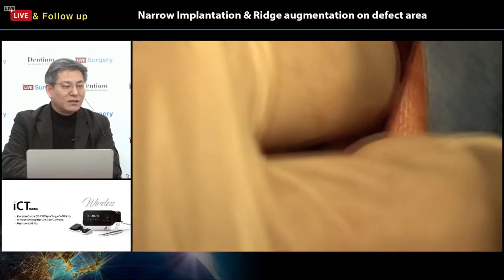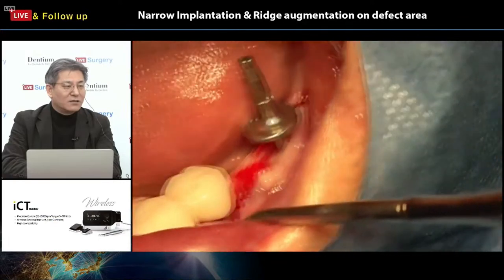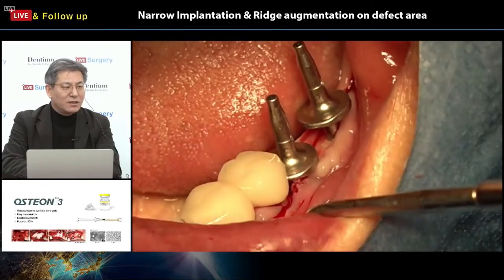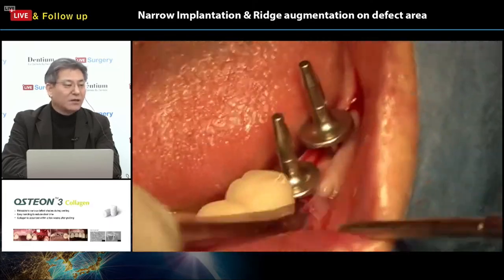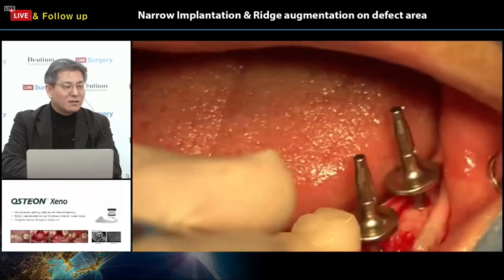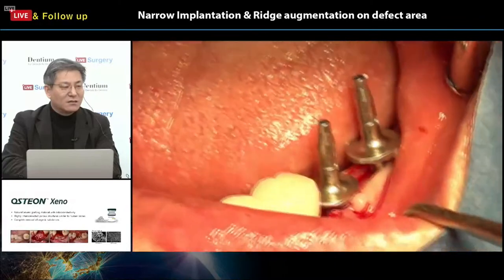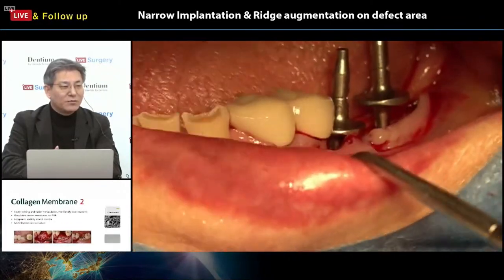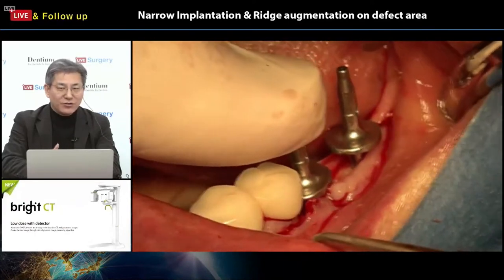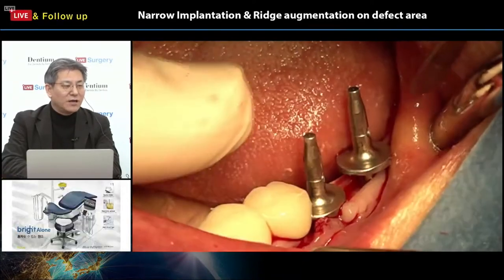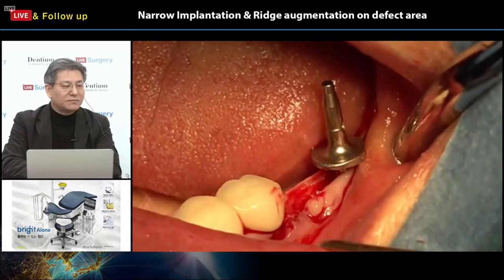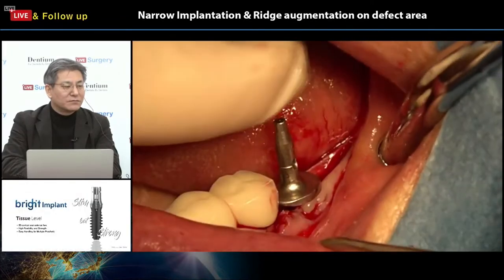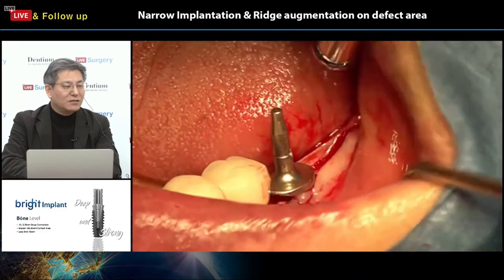Okay, and after that, using these parallel pins, checking the path, distance and direction, all three dimensions of the position can be checked using this pin. Okay, check again.